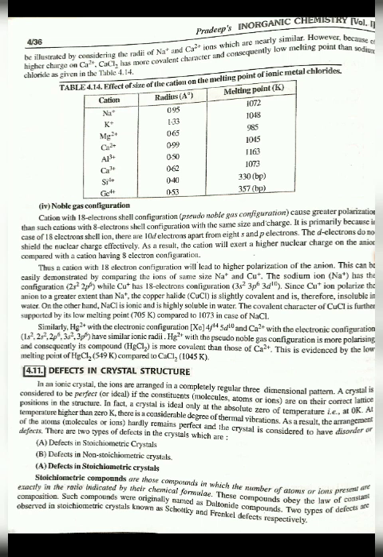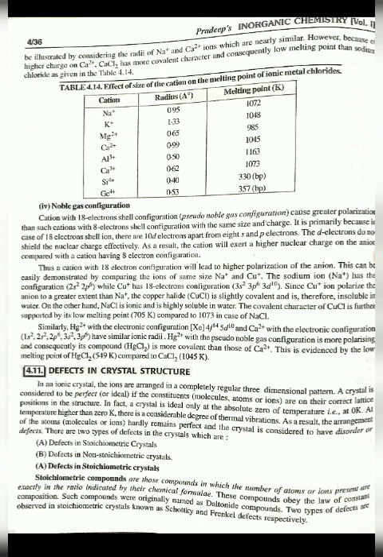of NaCl. Similarly, Hg2+ with the electronic configuration xenon 4f14 5d10 and Ca2+ with the electronic configuration 1s2 2s2 2p6 3s2 3p6 have similar ionic radii. Hg2+ with the pseudo-noble gas configuration is more polarizing and consequently its compound HgCl2 is more covalent than those of Ca2+. This is evidenced by the low melting point of HgCl2, 549 Kelvin, compared to CaCl2, 1045 Kelvin.